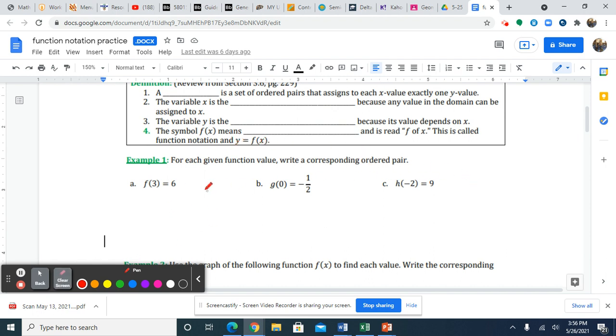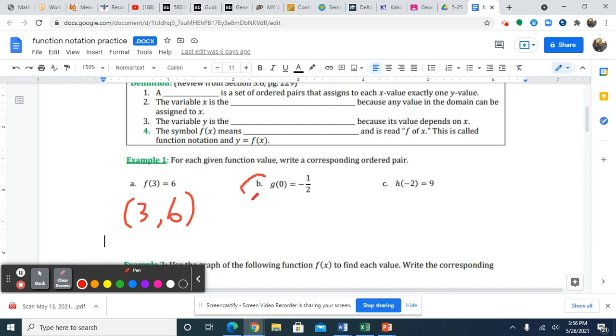And so what does this mean? For example, in this first one, it's telling us that x is equal to 3. So we don't really know what the equation is, but what we know is that when x is equal to 3, y is going to be 6. So if we wanted to write a pair for that, all we would say is that the x value is 3, the y value is 6.